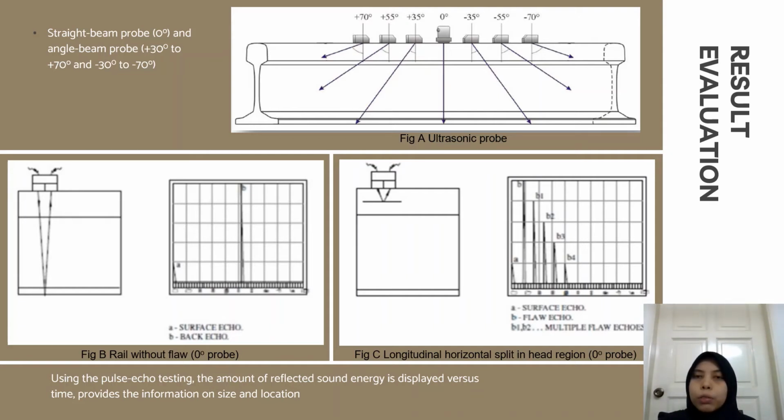The sound wave travels through the material and is reflected back from the cracks and surface of the tested area. Results are displayed as a line plot with amplitude on the y-axis representing the reflection's intensity and distance or time on the x-axis, showing the depth of the signal through the material. As an example, please refer to figure B and figure C, which show the signal of a rail without flaw and a rail with a longitudinal horizontal split in the head region using a straight beam probe.